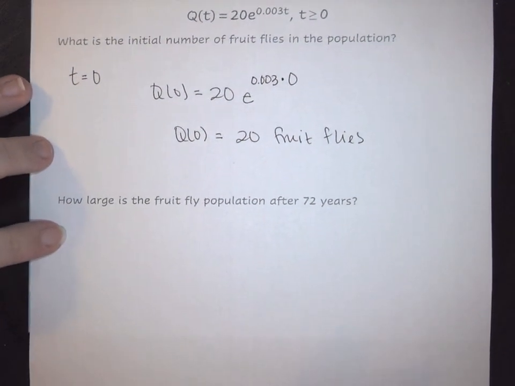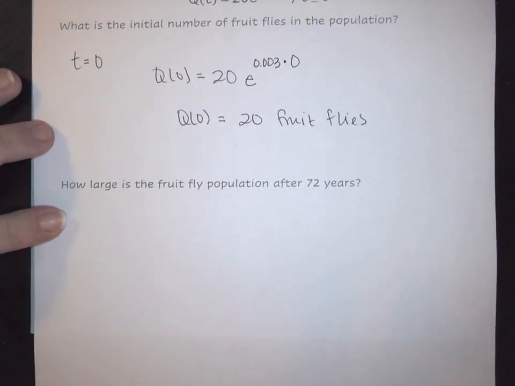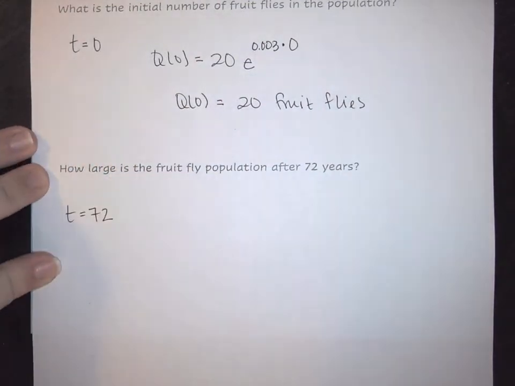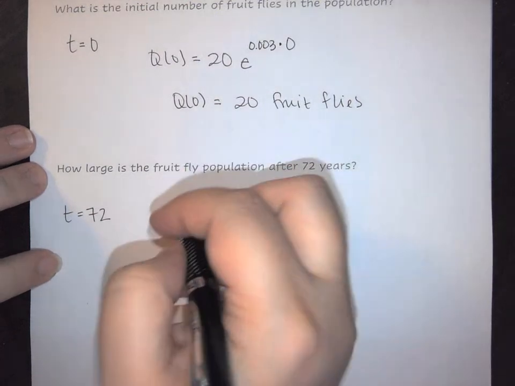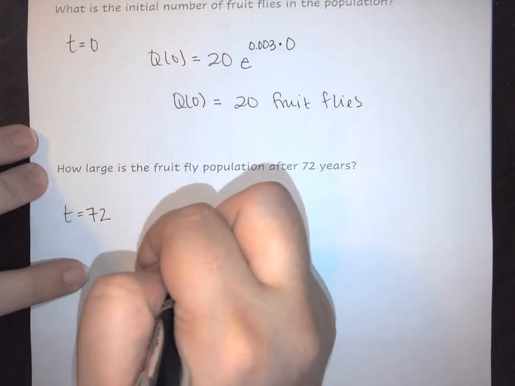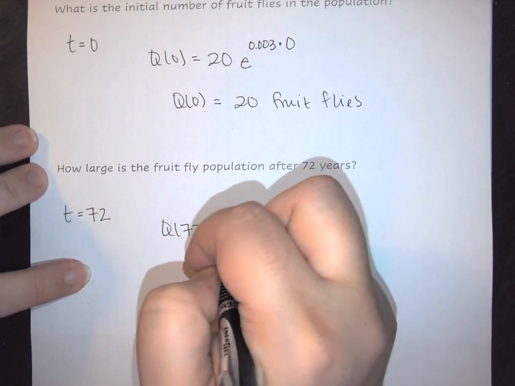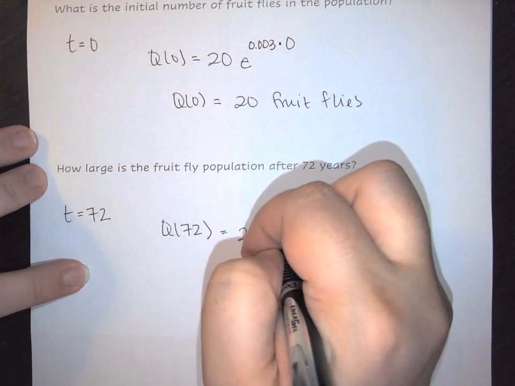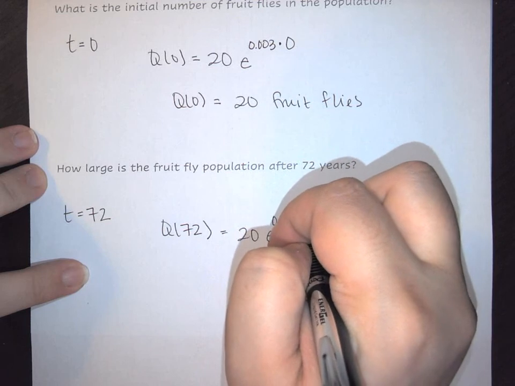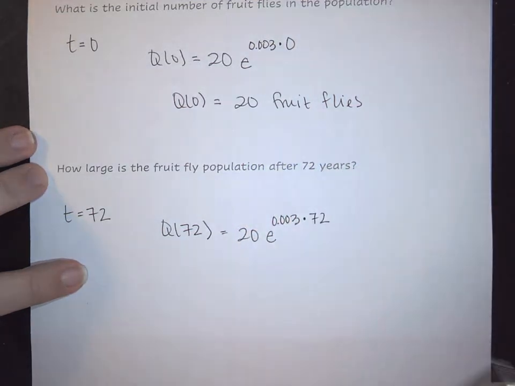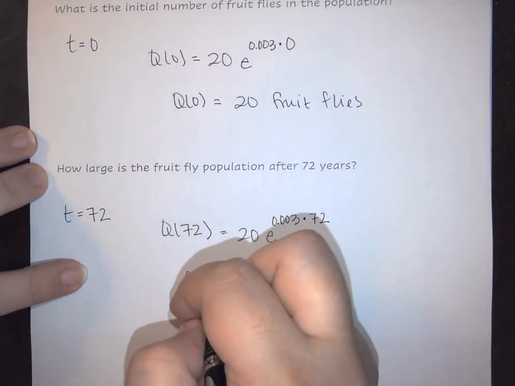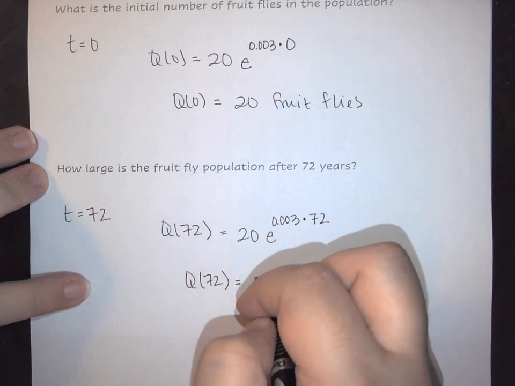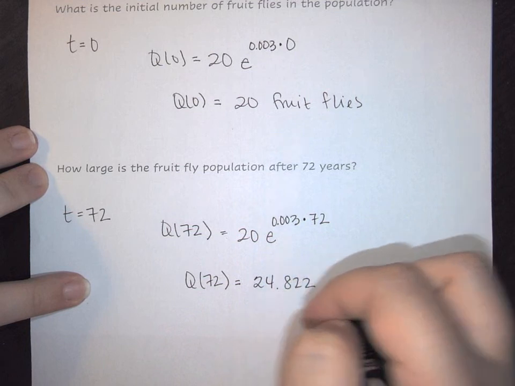The second part wants to know how large it is after 72 years. So in this case, we're looking at t being 72. So here we would have Q of 72 is equal to 20 e to the 0.003 times 72. So my Q of 72 is going to come out to be 24.822 fruit flies.